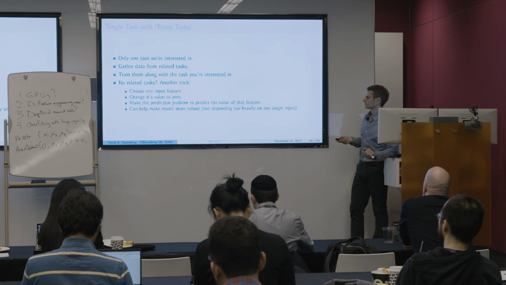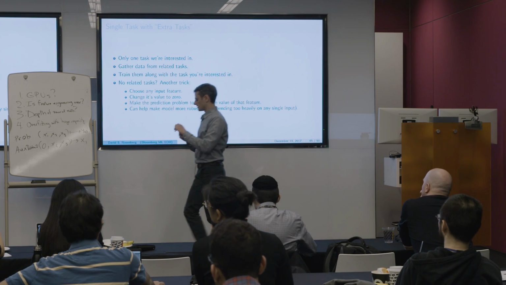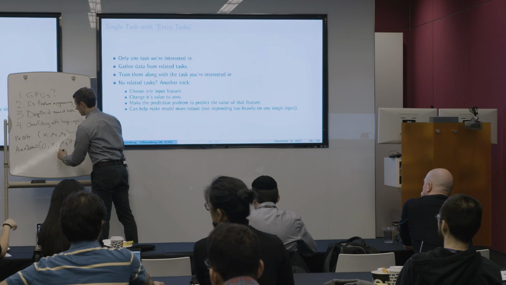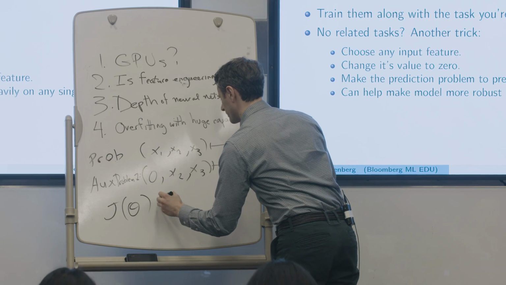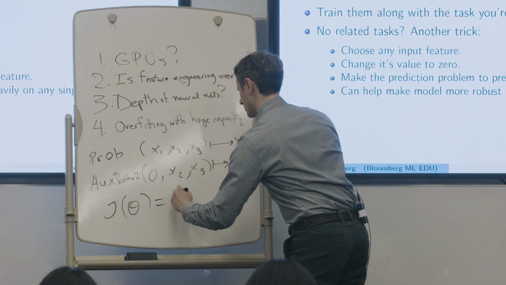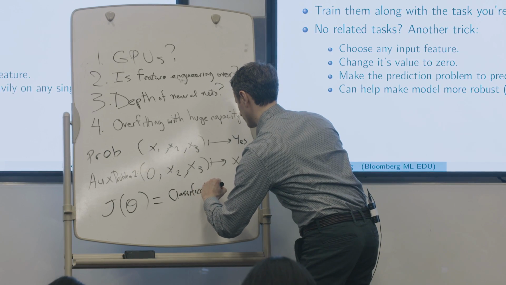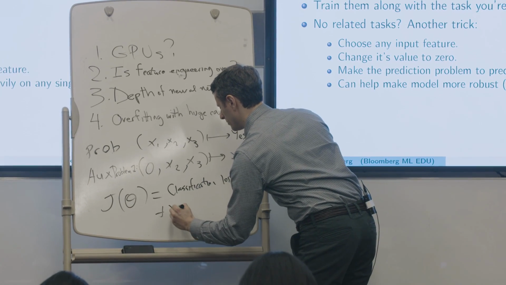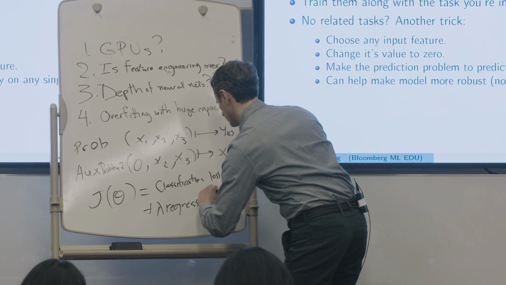That's right. But in the first one we are doing classification, here you're doing regression. In the first one you're doing a yes or no classification, here you're doing regression. So it's not the same output space. Same input space though. So my objective function might be my classification loss, and then I add lambda times my regression loss for the auxiliary problem.